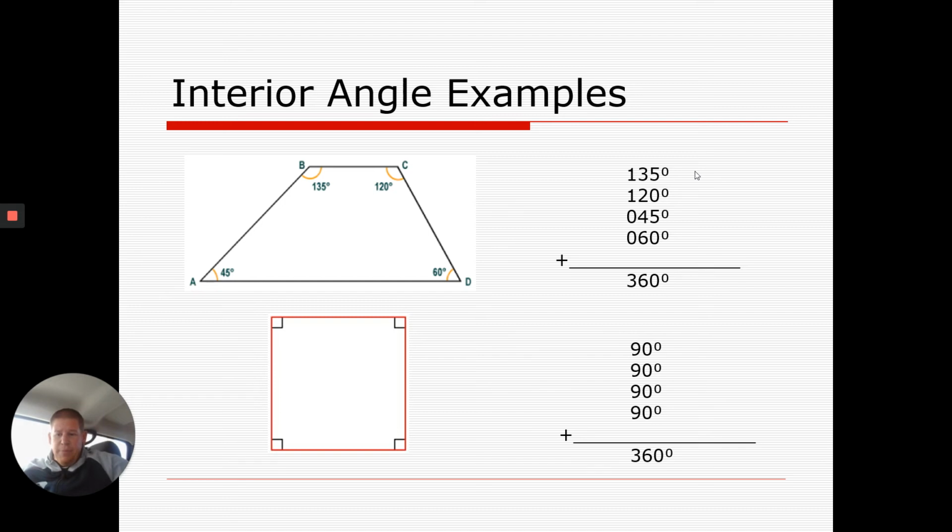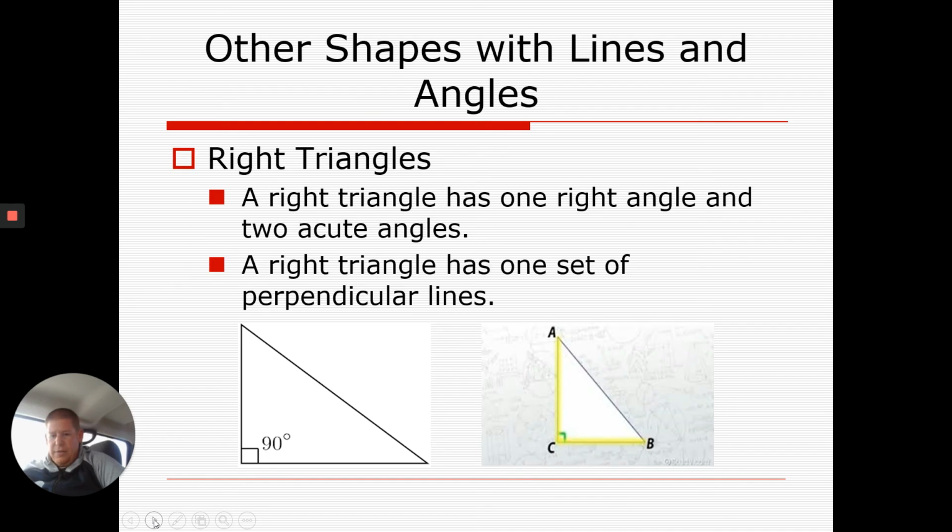On my second example, same thing, but now I have a square. I still have my four angles. They're not labeled, but we can see one in each corner, and these little boxes represent 90 degrees. So we know in a square that it forms four 90-degree angles. Here's my four 90 degrees over there. 90 plus 90 plus 90 plus 90 equals 360. So think about those interior angles.